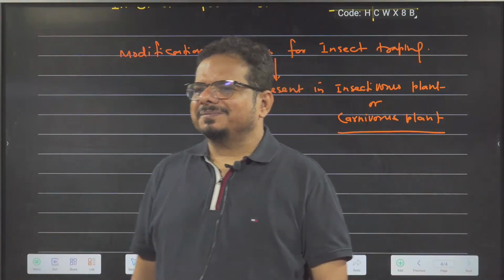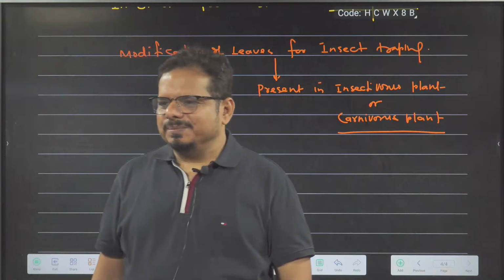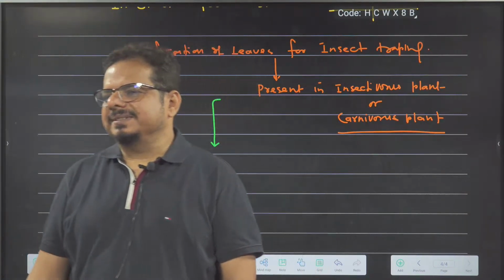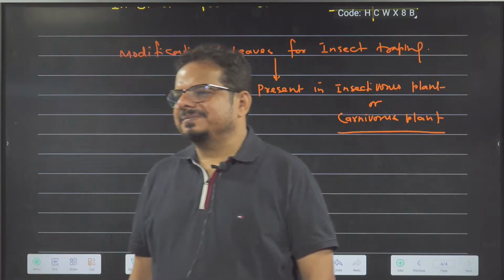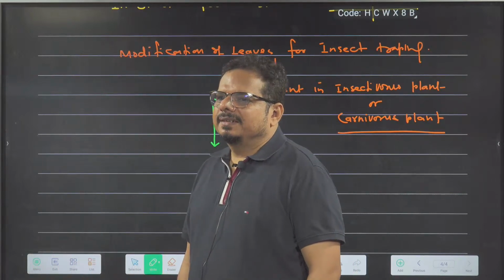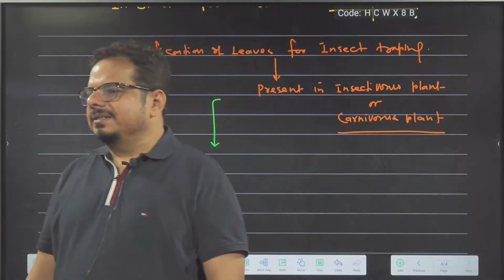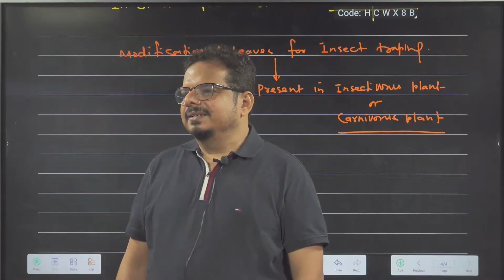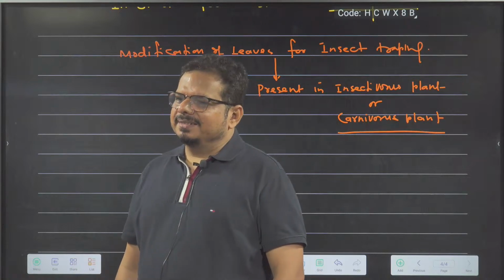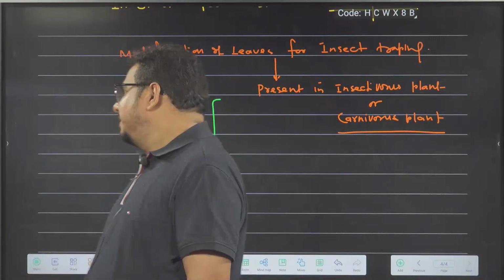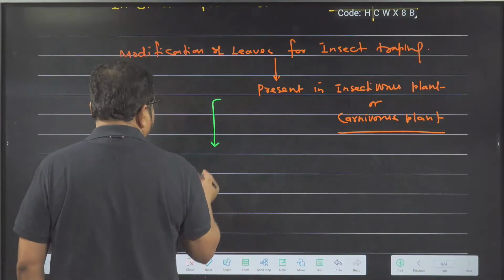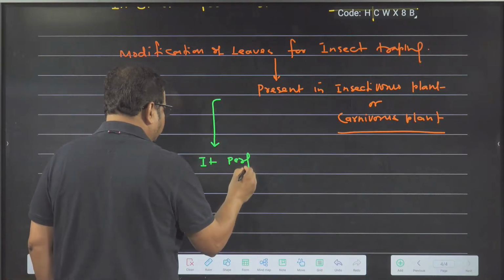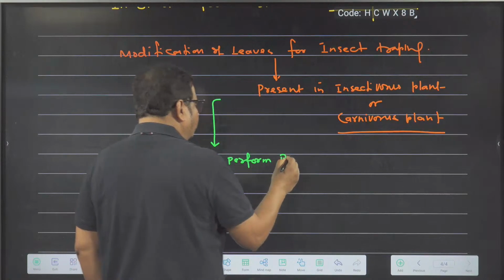If anyone asks you a question, whether these carnivorous or insectivorous plants perform photosynthesis or not, tell me first. Answer this question. One answer came: sir, no, it doesn't do photosynthesis. Another answer came: yes, it does photosynthesis. And the correct answer is the second one. It performs photosynthesis.